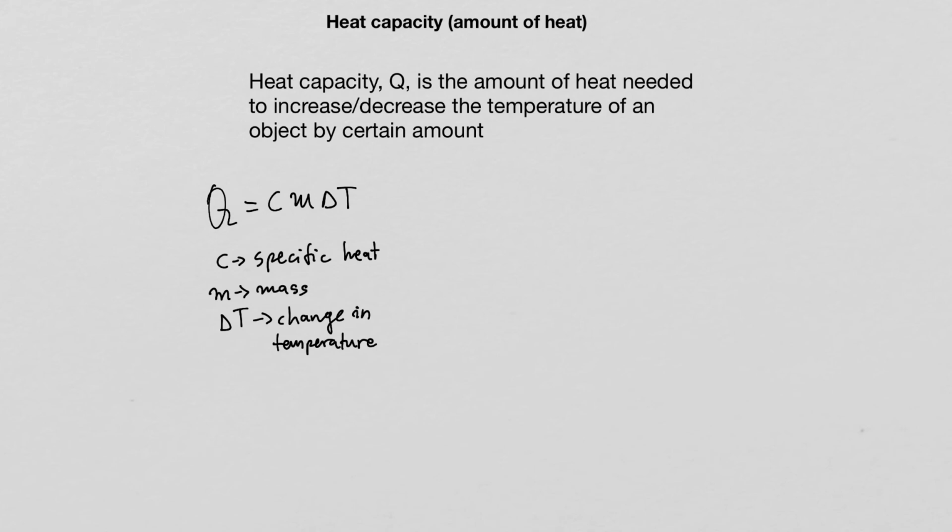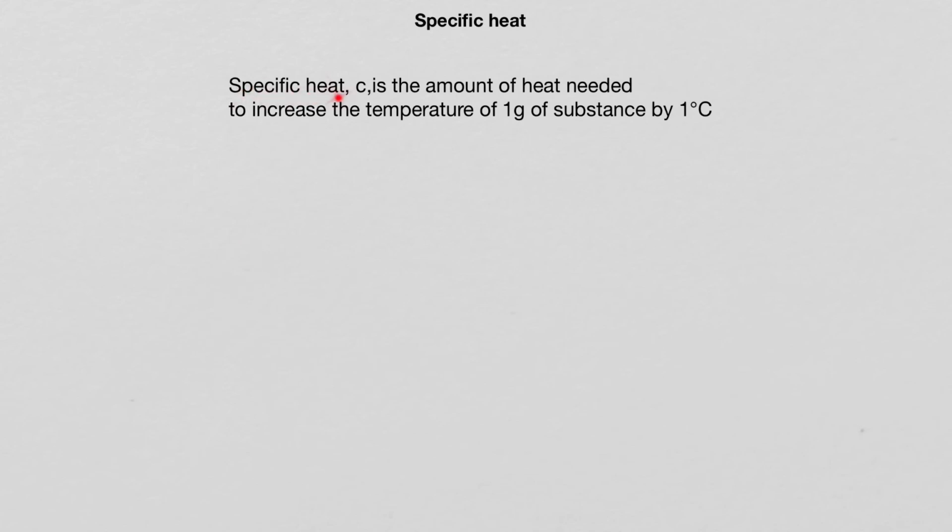Yes, I can, and that quantity is specific heat. And so the specific heat C is the amount of heat needed to increase the temperature of 1 gram of substance by 1 degree Celsius. Specific heat can be expressed from the formula of heat capacity. The specific heat is equal to the heat capacity Q divided by the mass of the substance divided by the change in temperature.